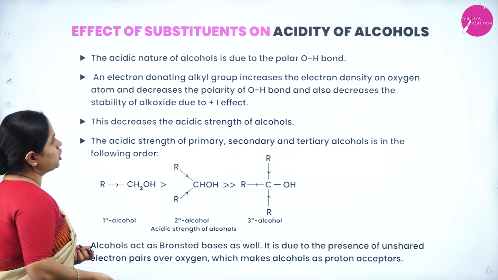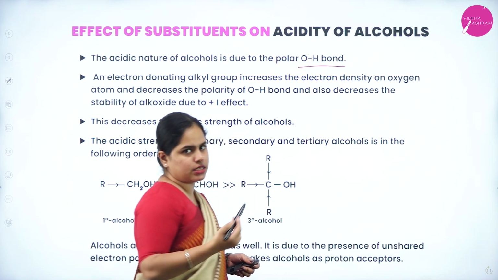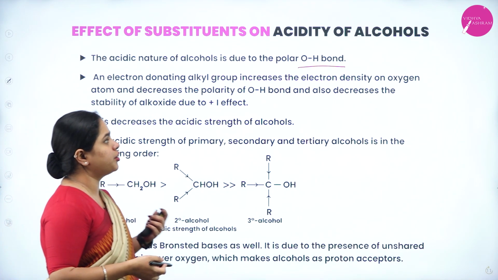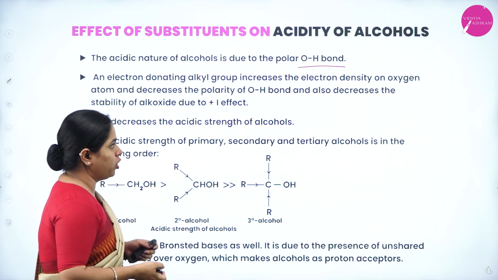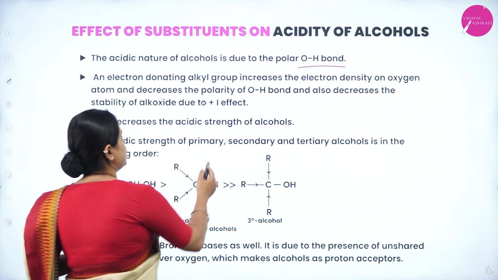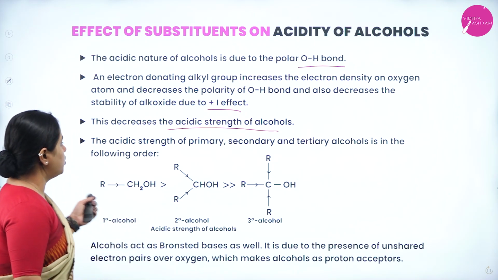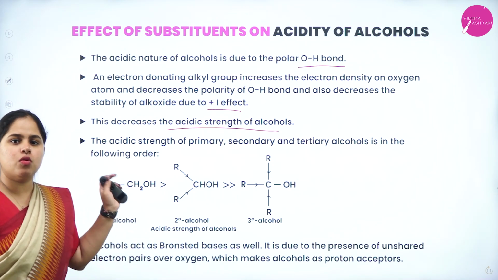Now, the acidic nature of alcohols is again due to the polarity of the OH bond, as discussed already. So, an electron donating alkyl group increases the electron density on the oxygen atom and decreases the polarity of the OH bond, and also decreases the stability of the alkoxide ion due to the plus I effect. This decreases the acidic strength of alcohols. Now, the acidic strength of primary, secondary and tertiary alcohols is in the following order. So what does this mean?